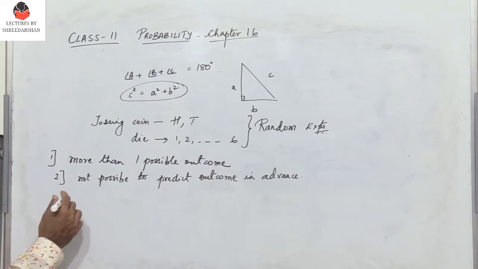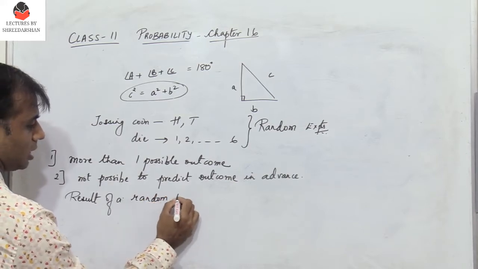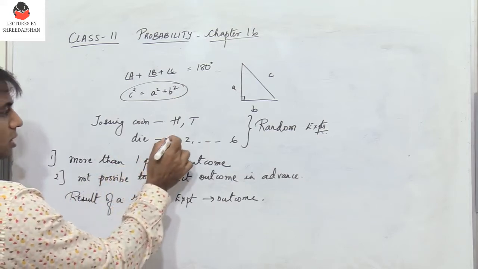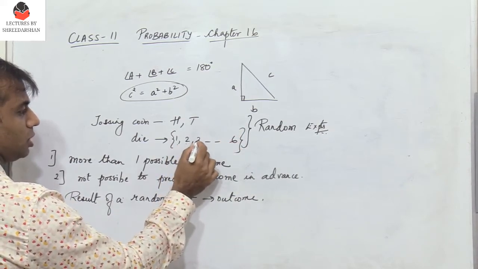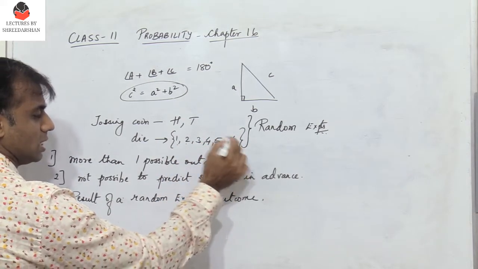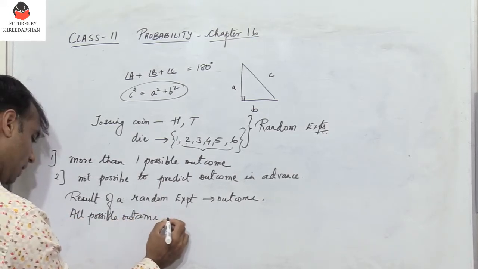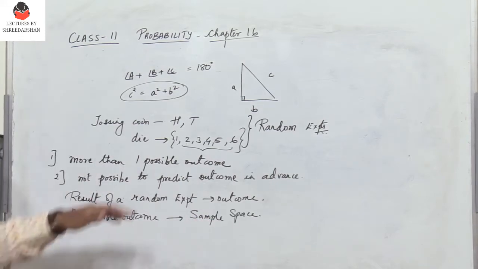Now what is an outcome? The result of a random experiment is referred to as an outcome. For example, when I toss a die, the outcome would be 1 or 2 or 3 or 4 or 5 or 6. So there are 6 possible outcomes for this random experiment, that is tossing a die. Now the set of all possible outcomes of a random experiment is referred to as the sample space.